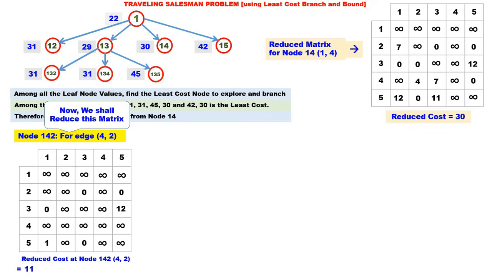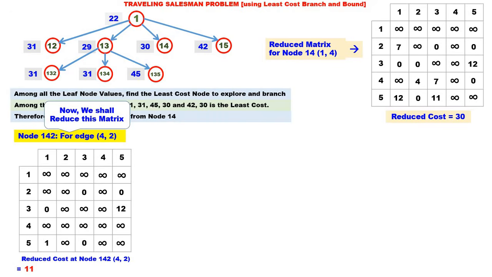Next we shall go to the columns. First column, the minimum element is 0, no change. Second column, all the elements are infinity, nothing doing. Third column, the minimum cost is 0, no change. Fourth column, all the elements are infinity, nothing doing. Fifth column, the minimum element is 0, no change. So totally the reduced cost for the node 1 4 2 is 11.